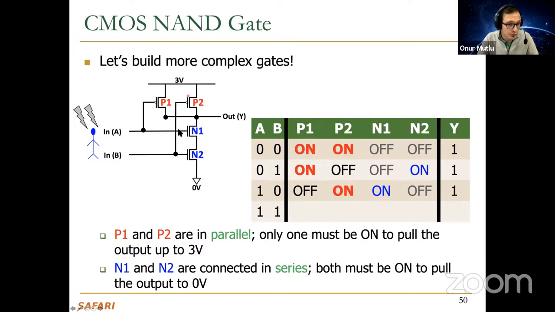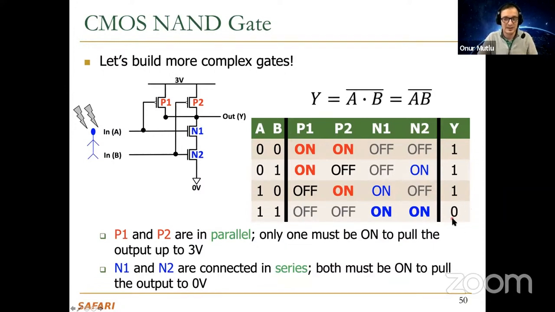Now, for you to be able to get a 0 in the output, both A and B have to be 1. Why? Only in the case where A and B are 1, you get a connection from 0 volts to output, and you don't get a connection from 3 volts to output. Right? These two PMOS transistors are off, and these two NMOS transistors are on, only in that case.